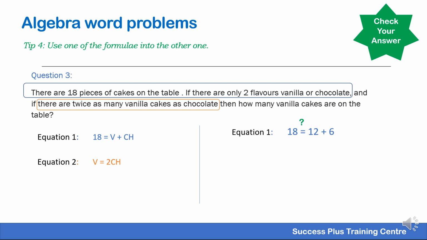Finally, I need to check that my answer is correct. So I'm going to use equation number 1 to do so. Well, I know that 12 is less than 18. I also know that 12 plus 6 equals 18, so my answer is correct.